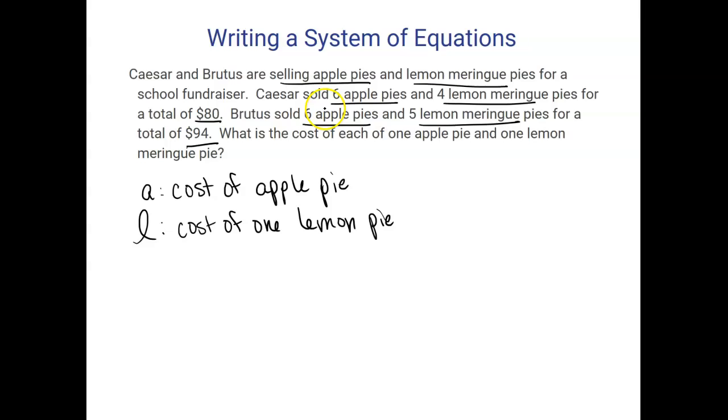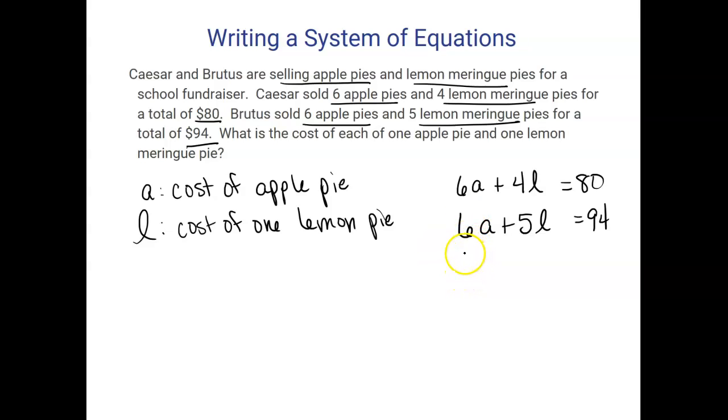I notice that I have 2 totals. I have a total of 80 for what Caesar sold, and I have a total of 94 for what Brutus sold. That means everything about Caesar is going to go in the top equation. Caesar sold 6 apple pies and 4 lemon meringue pies. Brutus sold 6 apple pies and 5 lemon meringue pies. So I've got my system all set up.